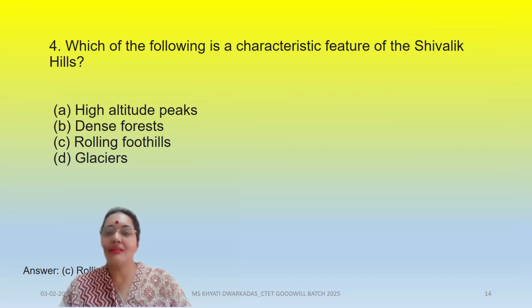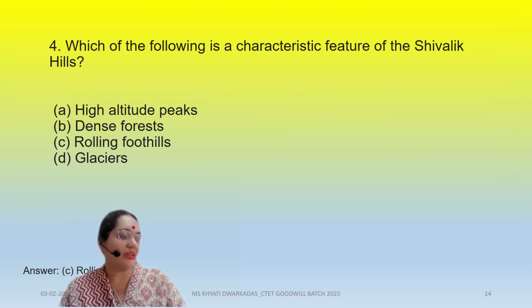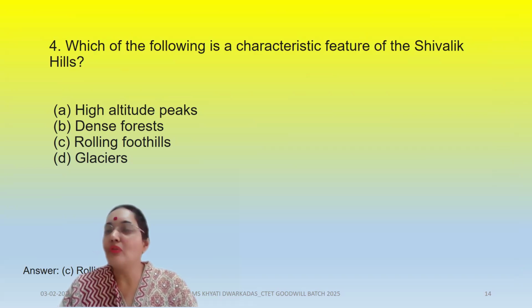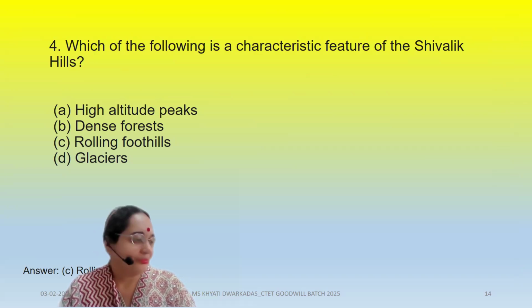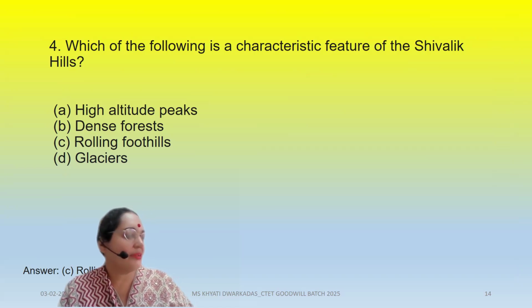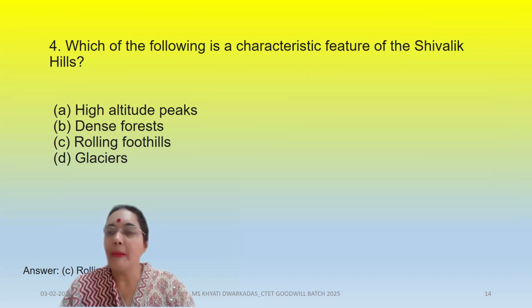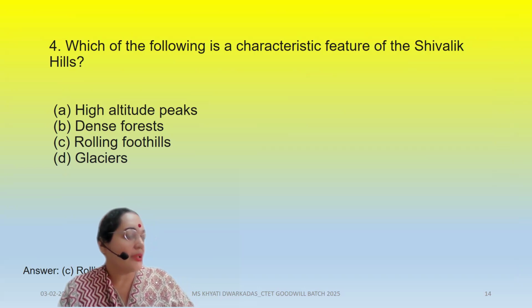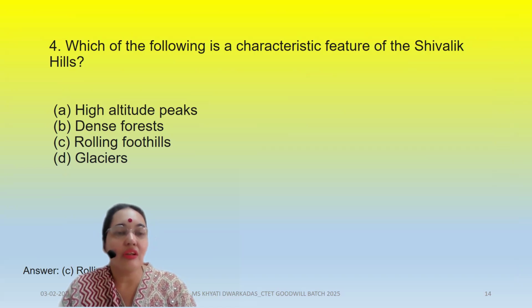Which of the following is a characteristic feature of the Shivaliks? So when you go to see, I gave you an example of one of the ranges being called Chudia Hills. Yes, absolutely, very good. I can see the answers coming in. And with this, we remember high altitude peaks we find in the Greater Himalayas. Since we find high altitude peaks in the Greater Himalayas, it's obviously not that.